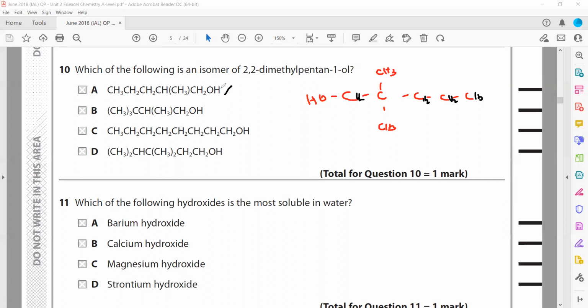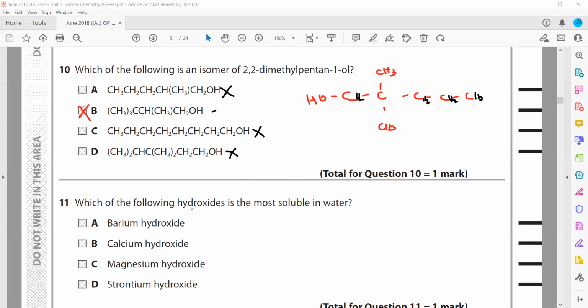So 1, 2, 3, 4, 5, 6. A cannot be the answer because it has 6 carbon atoms. When we check B, first we count the number of carbons, 1, 2, 3, 4, 5, 6, 7. So this can be 1, 2, 3, 4, 5, 6, 7, 8. So this cannot be an isomer. To be an isomer, it should have the same molecular formula but a different structure. So without even drawing the structure, I can recognize that it is B, because B has the same number of carbon, hydrogen and oxygen atoms.